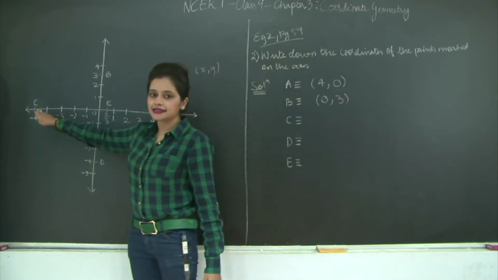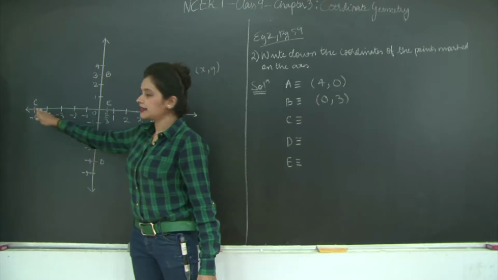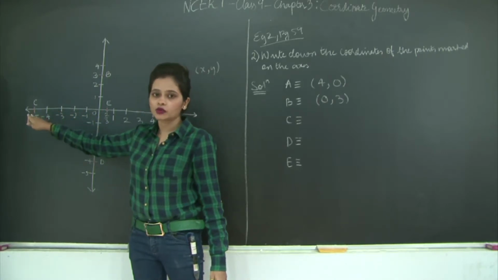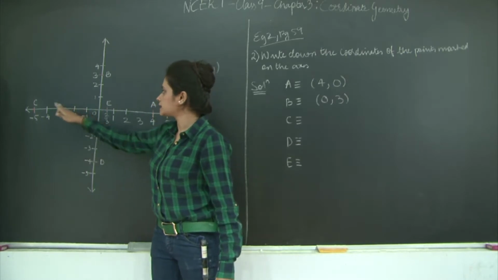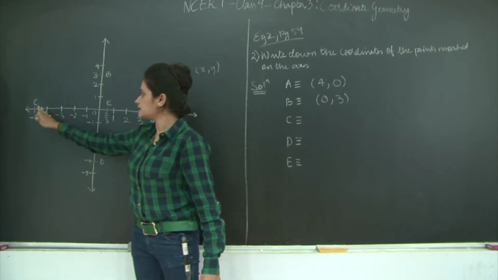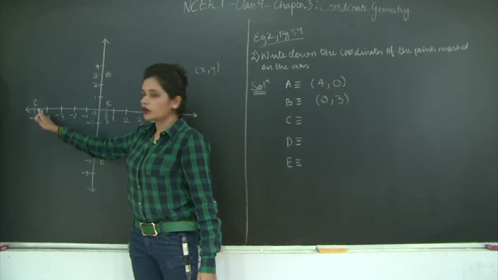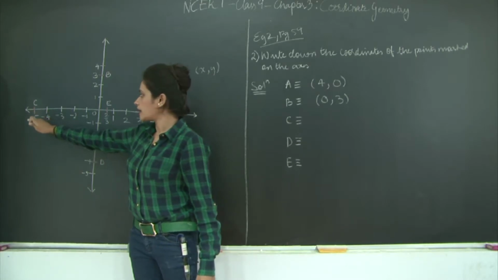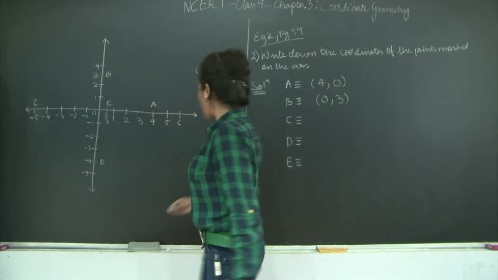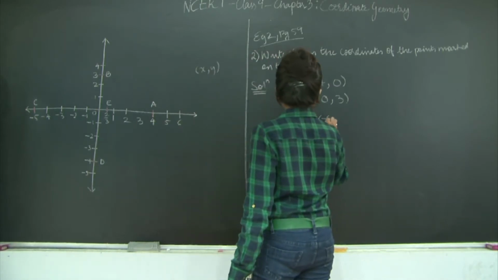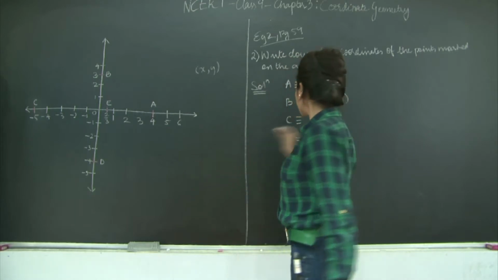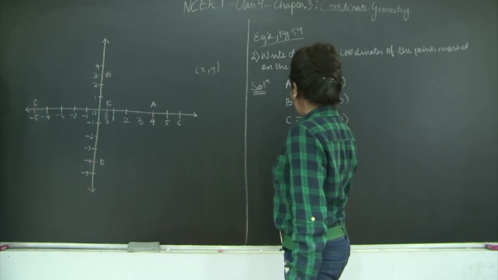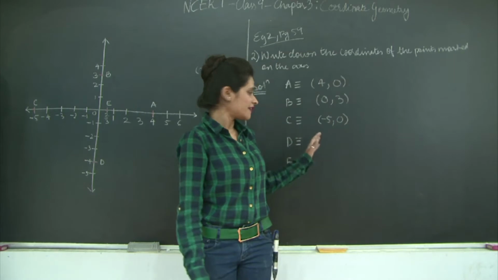Now point C is here. So it is lying on the x axis, therefore the y coordinate is going to be 0. How about the x coordinate? The x coordinate is the perpendicular distance from the y axis. So this is 5, but it is on the negative side, so it is going to be -5. So your x coordinate is -5. And as we discussed, it is lying on the x axis, therefore the y coordinate is 0. So the coordinates of point C are (-5, 0).